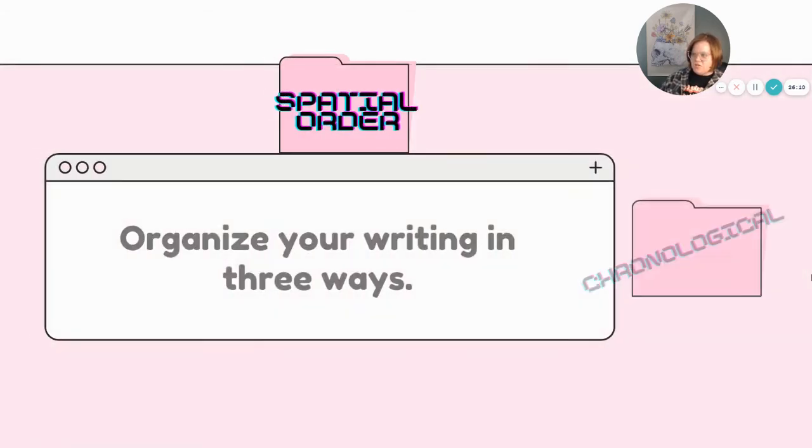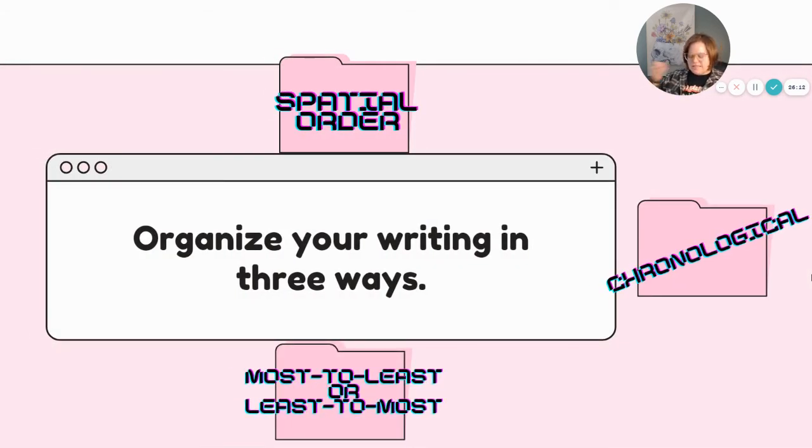And the last one I mentioned was following an organizational method. There are 3 organizational methods that exist. Spatial order is the first one I want to talk about. So when you're describing something with spatial order, you're describing either from top to bottom, left to right, near to far, far to near, or from a central point and then talking about it outwards.